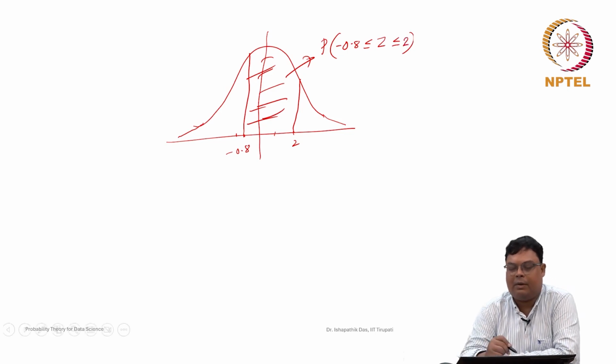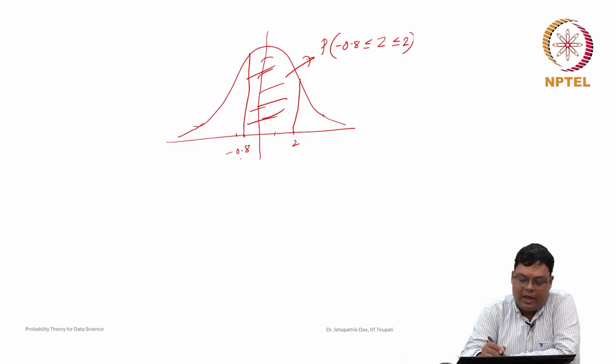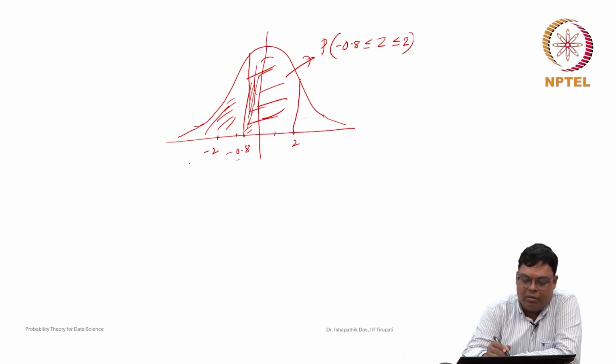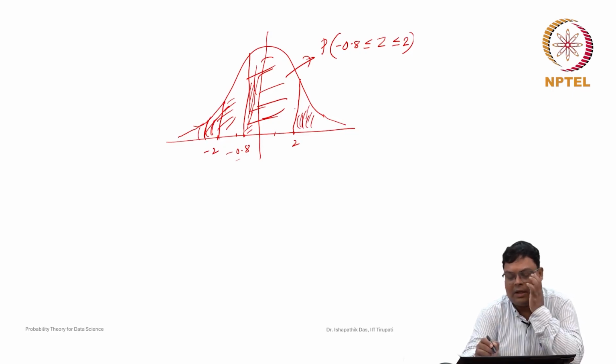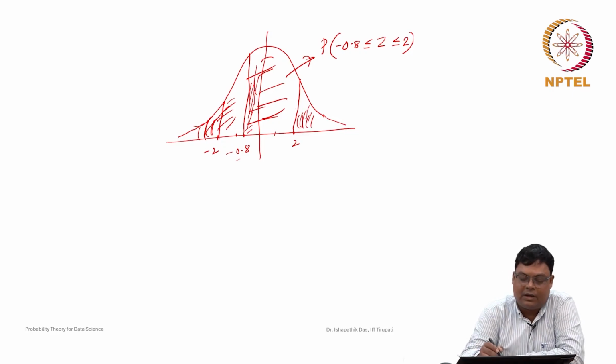So, how can we find that? First of all, the total area is 1. So, we can find the probability of this area, then half minus this we will get this area. Also, this other area we can find by mirror image, since it is symmetric. So, 2 will be here, minus 2 here. Then this area will be the same as that area. Then we will again take half minus this to get this area.